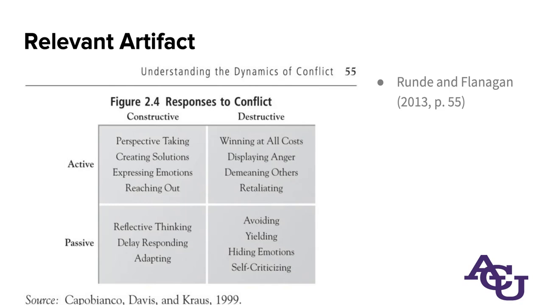This happens to come from page 55 of the textbook, but originally from another source. And we see that we have the constructive column, the destructive column, the active row, and the passive row. So, where are you, what are your tendencies, things like that. And if you're citing this, you'd cite it as Rund and Flanagan, 2013, page 55.